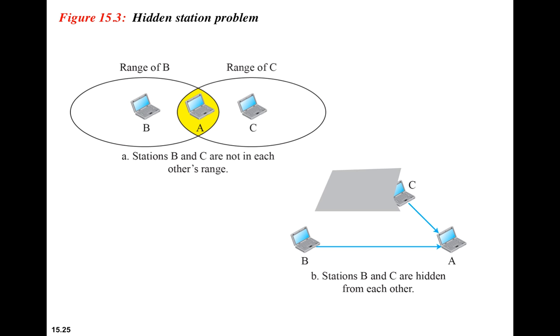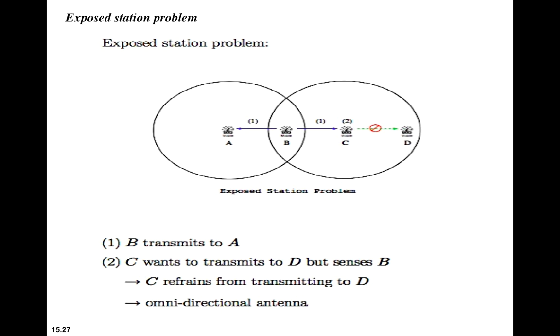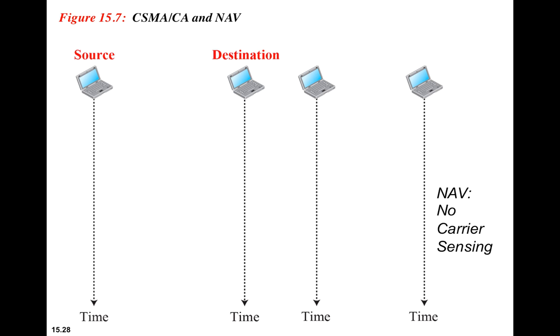So as you can see here, B is in the middle. It can hear A, it can hear C, but because A and C can't hear each other, they are bound to cause a collision at B by transmitting at the same time. So this is the hidden node problem.